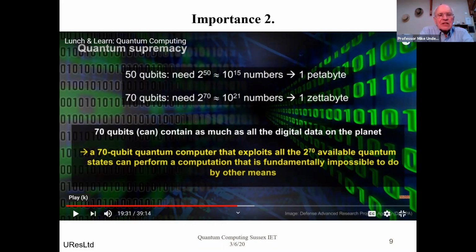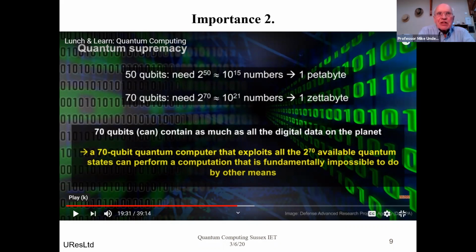Different thing, this is now 70 qubits can contain as much as all the digital data on the planet. So it's not the number of particles in the universe, it's the amount of digital data on the planet. So that's another little target, if you like. Now, a 70 qubit quantum computer that exploits all the 2 to the 70 available quantum states can perform a computation that is fundamentally impossible to do by other means. And that is what is meant by quantum supremacy. So that is one target.